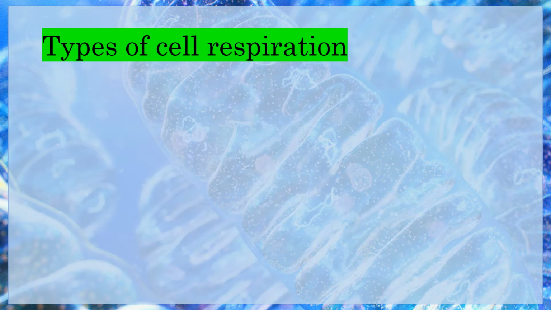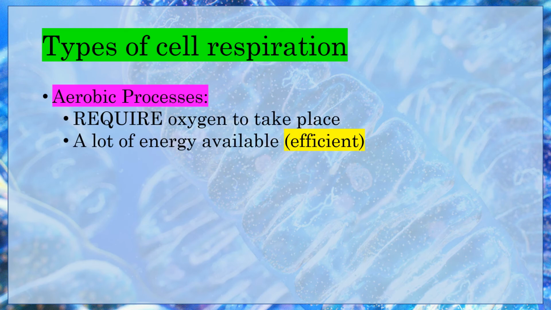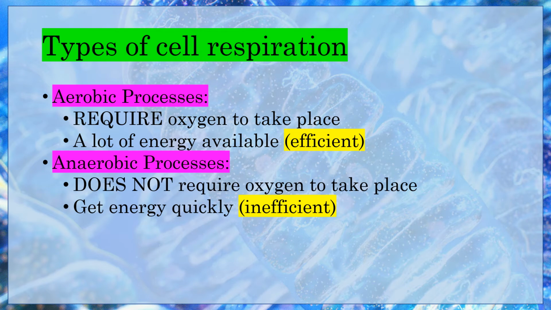So we have two types of cellular respiration. The first type is the aerobic process, which requires oxygen to take place, and a lot of energy is available, so it's very, very efficient. The other one is the anaerobic process, which does not require oxygen to take place, and we get quick energy, but it's inefficient. To remember this one, remember that AN in science means no, so this means no oxygen, or anaerobic.